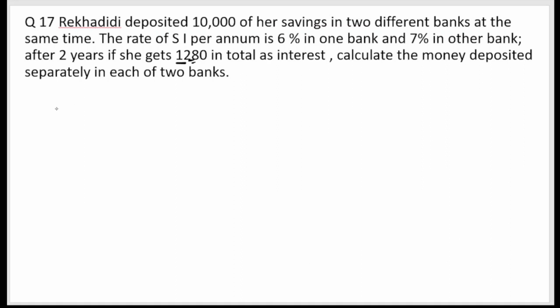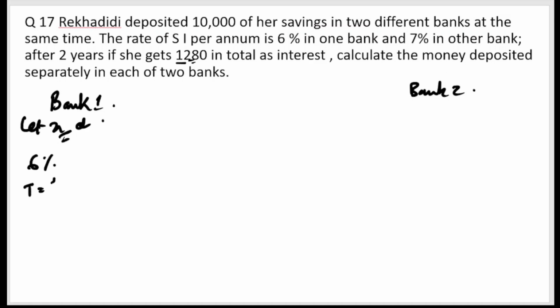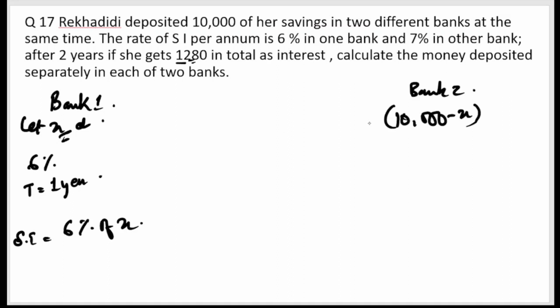The same question can be done using variable. This is bank 1 and we have bank 2. So let X be the money which is deposited in bank 1. Bank 1 को लागि principal हुन्छ X. Rate is given as 6% per annum and let's take time as 1 year. So 1 वर्ष बाद interest, that is simple interest, will be 6% of the money deposited. Bank 2 मा, bank 1 मा X deposit गरिहाल्यो भने bank 2 मा 10,000 minus X will be the amount deposited. 10,000 मा X घटायो भने यति त bank 2 मा deposit गरिएको.